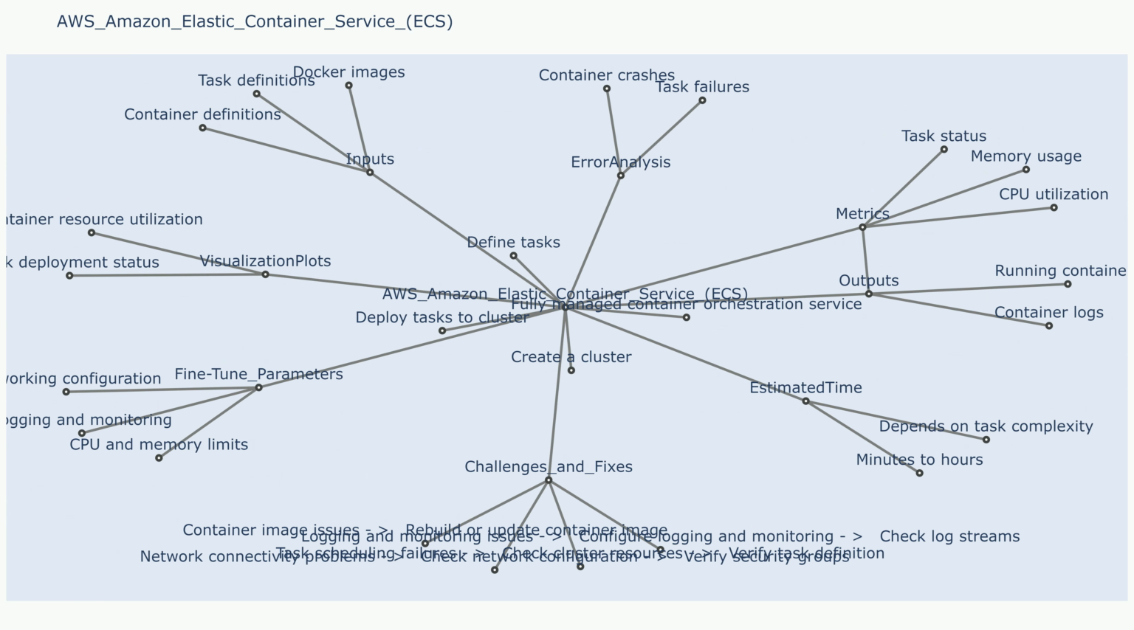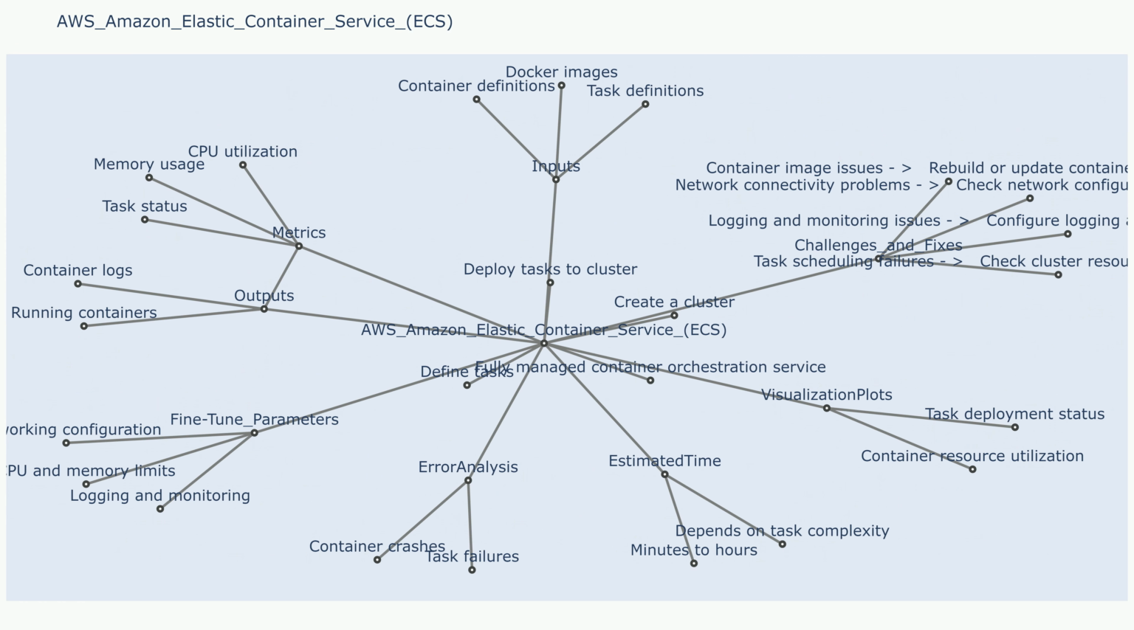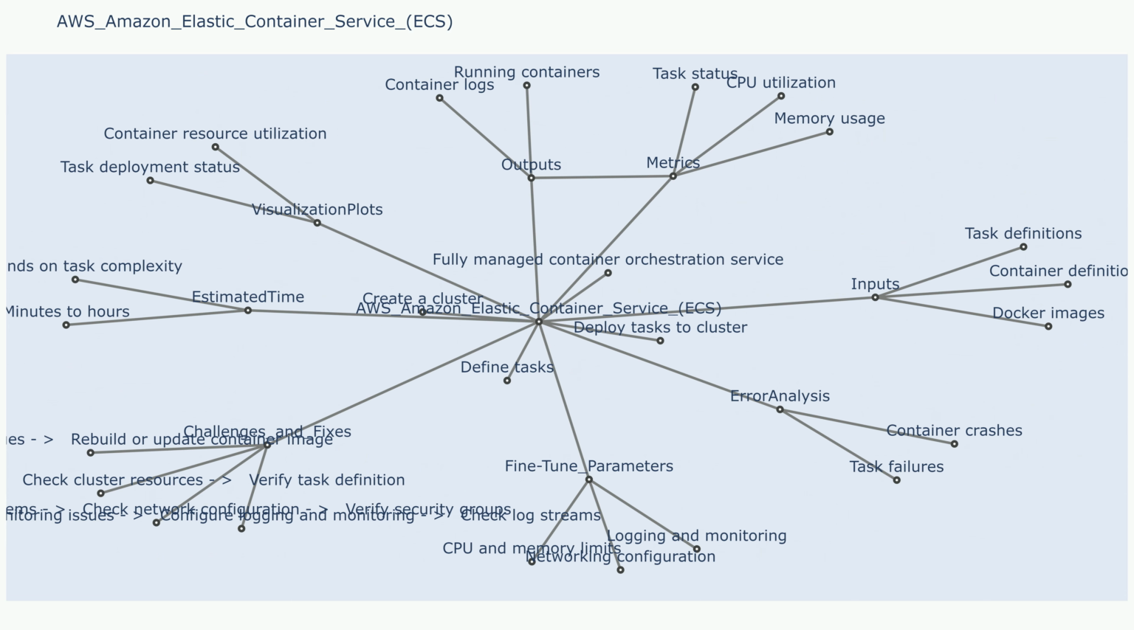Name: subnets. Purpose: to allocate IP addresses and define the network range for your ECS cluster instances. Explanation: you need to specify subnets within your VPC where your ECS cluster instances will be launched. These subnets provide the IP addresses and network connectivity required for your ECS services.